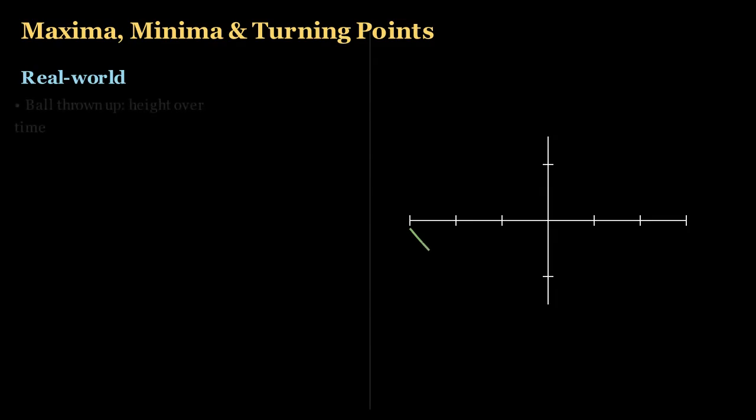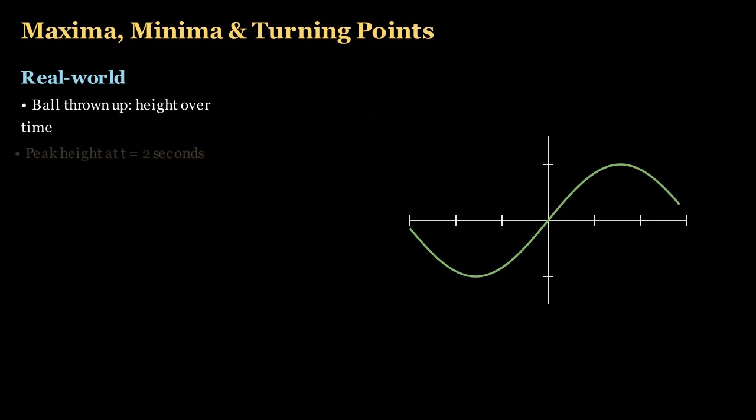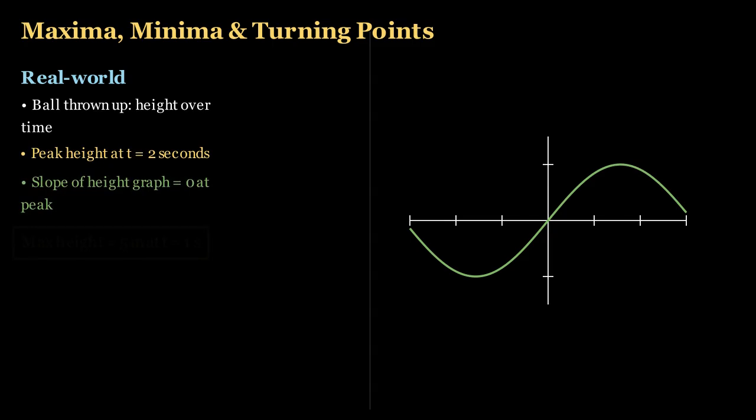At the peak, the slope of this height graph is 0. The slope here is the rate of change of height, which is the ball's upward speed. At the very top, the ball stops rising for an instant, its upward speed is 0. That happens when the slope expression, 10 minus 10t, equals 0. Solving that gives t equals 1 second.